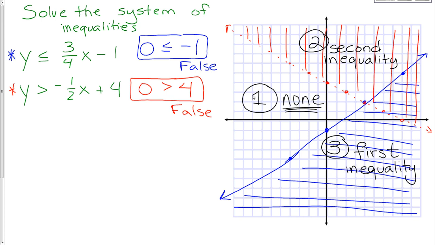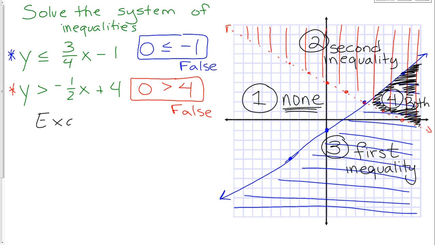And then lastly, section number 4 contains solutions to both inequalities. So this is the area that we're actually going to go through and shade in, because this is the area that contains solutions to both inequalities. So with a system of inequalities, we're looking for a shaded region, not a specific answer. That shaded region contains all possible solutions.